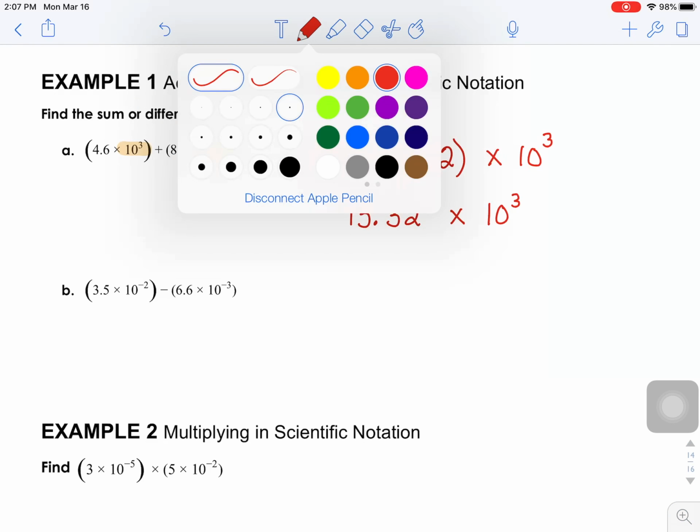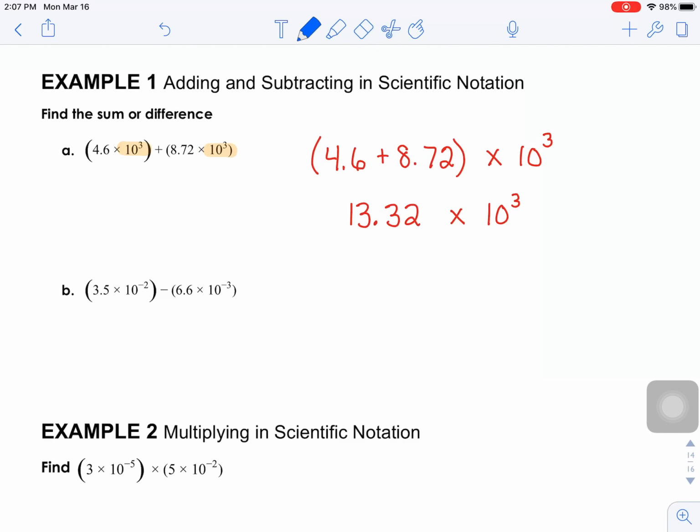However, we all know that this number is not written in scientific notation, right? My decimal point needs to move one spot over to the left, because our first number needs to be greater than 1 and less than 10. So this number becomes 1.332. And now our power is going to change. Because we made the 13 smaller, my exponent is going to get bigger. So it becomes 1.332 times 10 to the fourth.